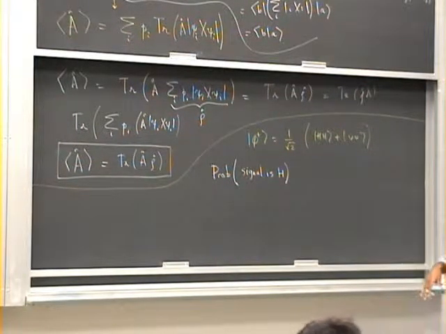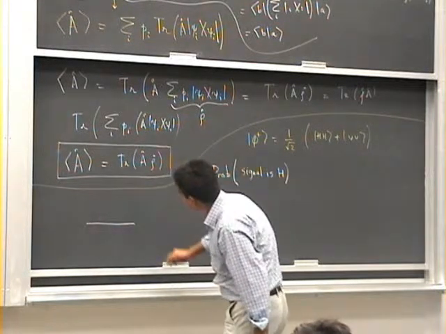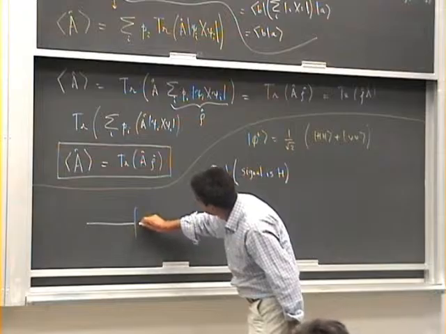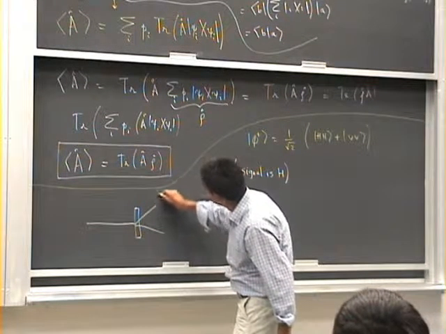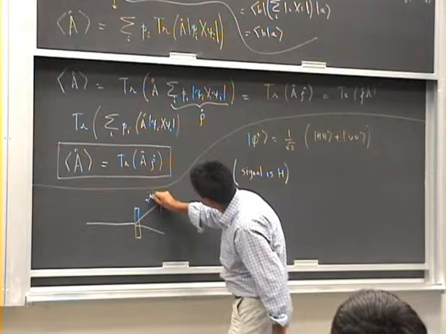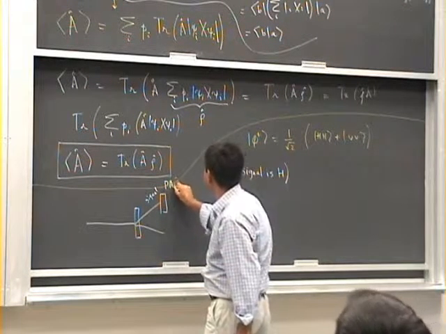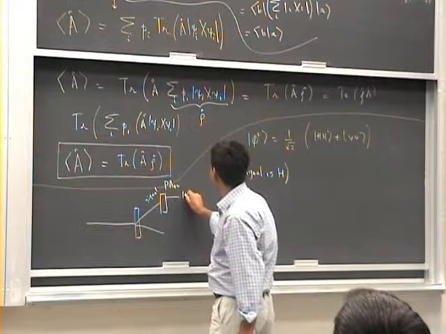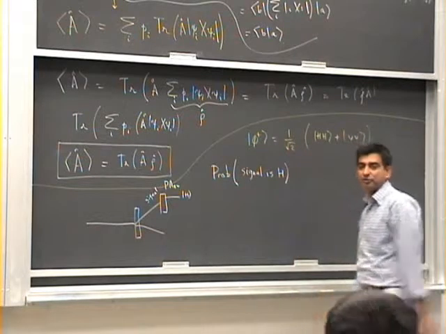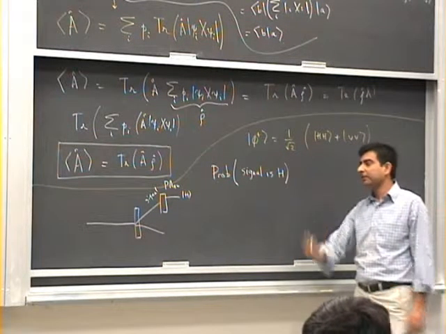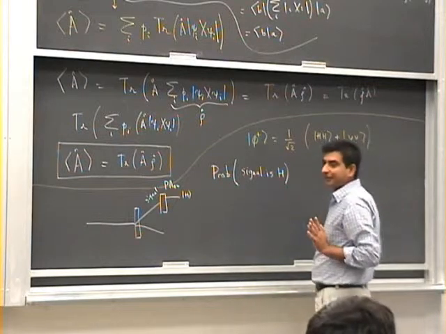That is, I have this kind of measurement in which I input the entangled state. This is a crystal. This is my signal photon, and I pass it through a PBS. I would like to find out the probability that this outgoing photon is a horizontal photon. I don't care about the idler photon. So I want to calculate this probability.